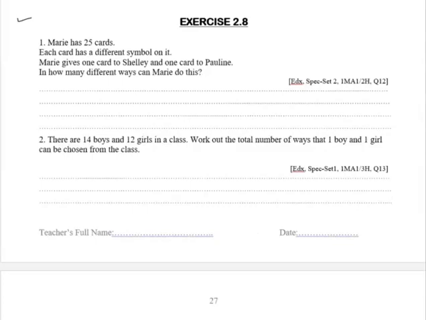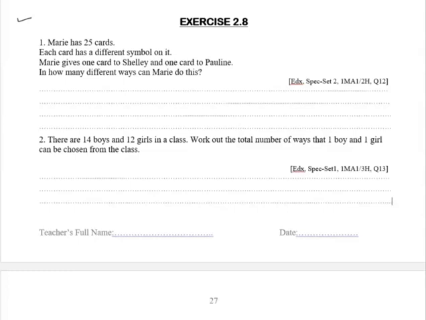Marie has 25 cards. Each card has a different symbol on it. Marie gives one card to Shelley and one card to Pauline. In how many different ways can Marie do this? Now here we're working out a number of possible combinations, and this whole exercise is covering combinations. Now, these 25 cards, they all have different symbols on them. So they're all unique, meaning that no two cards are the same.